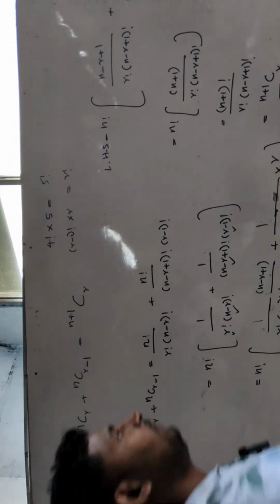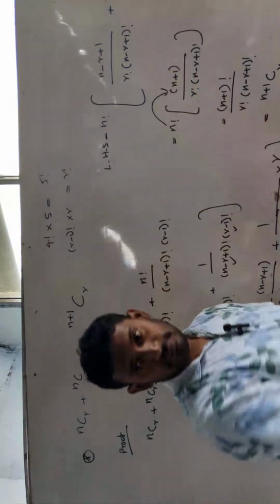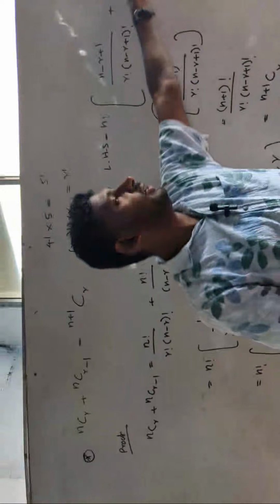This one is multiplied by this one. Here minus r and positive r will cancel.